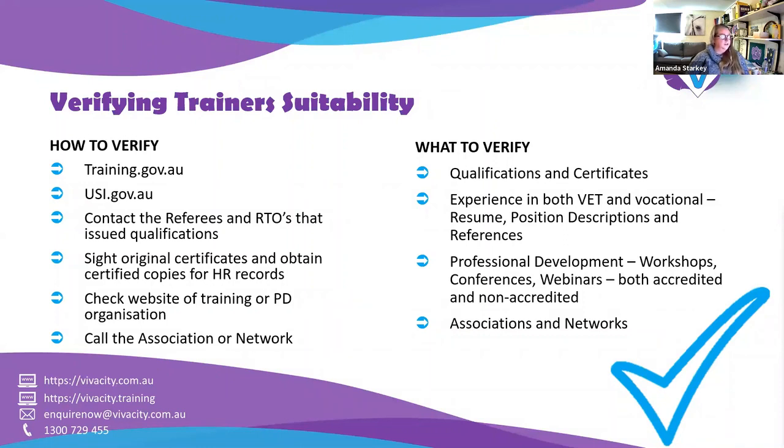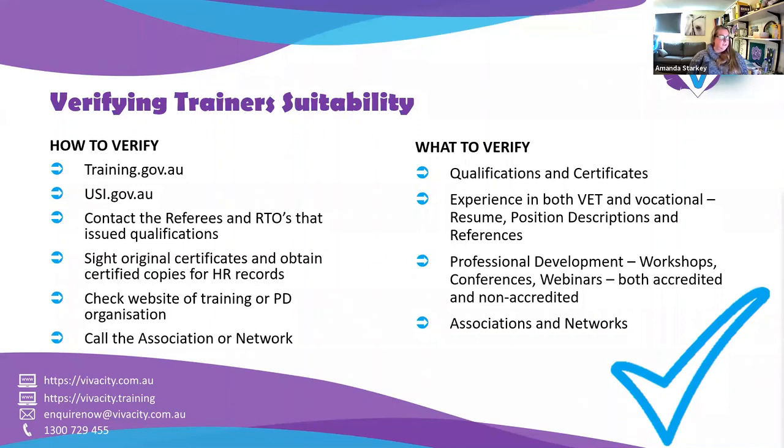Okay, so another way of verifying trainers' suitability is you can verify their qualifications on training.gov.au. So looking up the RTO that issued a qualification and confirming that they had that qualification listed on their scope of registration at the time it was issued to your trainer assessor. You could download, or request your trainer to download, an authenticated VET transcript from the USI registrar. Contacting referees and RTOs that issued qualifications and asking for verification. Usually it's best if you can do that in writing. It creates stronger evidence than if you were doing it over the phone and writing who you'd spoken to.